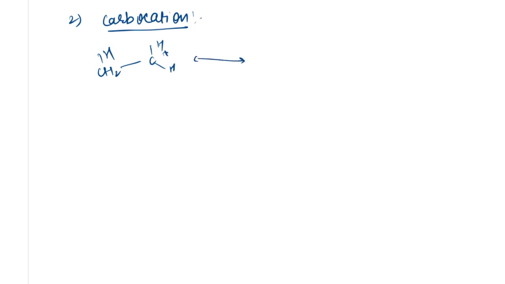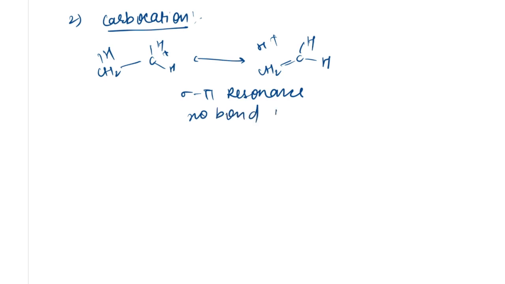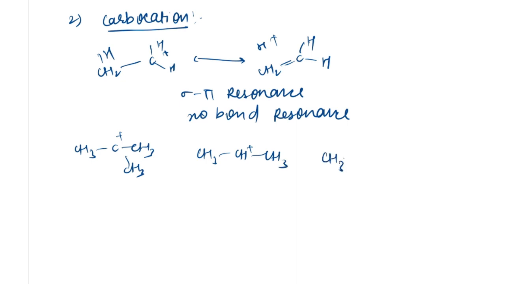Carbocation right now. So in carbocation we have a similar case. We have CH2, H and we have CH positive. So whenever it is going in resonance, H plus CH2, CHH. It is again sigma pi resonance and no bond resonance. Now CH3, C plus CH3, CH plus CH3, CH3, CH2 plus, CH3 plus.